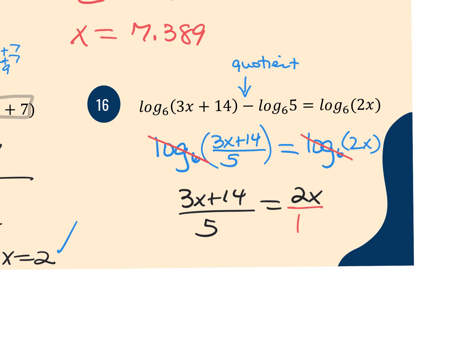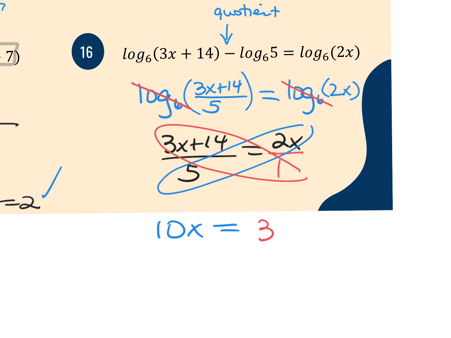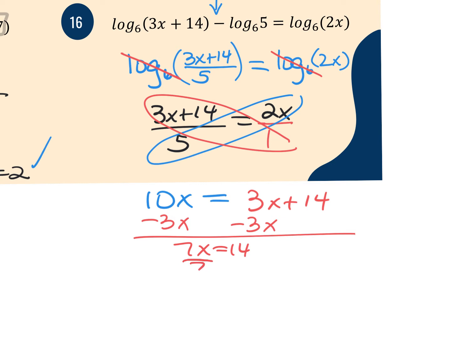If you'd rather multiply both sides by 5 and get rid of the fraction, you can do that as well. It's up to you. But if I do this as a proportion, I'm going to multiply this, and this gives me 10x. And then when I multiply this diagonal, 1 times anything is just itself. And now I can solve. I'm going to subtract the 3x from both sides, and I get 7x equals 14. Divide by 7, and x equals 2 again.